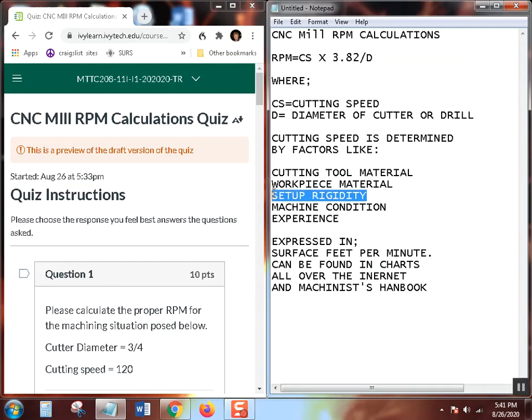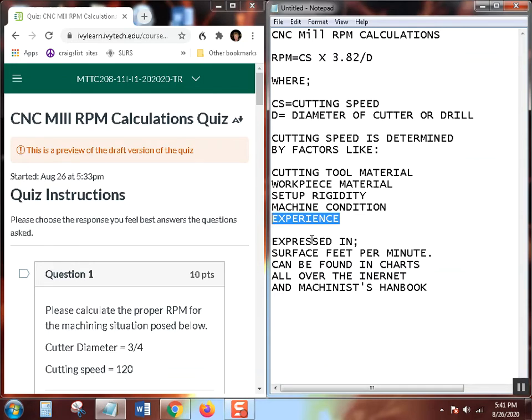Setup rigidity. How rigid is your setup? If you've got something that you think is going to get pulled out of there, you're going to want to go a little slower. And how old and how good is your machine? How big is your machine? How much horsepower does your machine have? And last, and certainly not least important, is the amount of experience you have. Once you've machined a lot, you can just tell by the sound and the color of the chips, or even sometimes the smell, if it's not totally enclosed inside a covered, coolant type of situation. But experience plays a big role in what cutting speed you're going to determine.